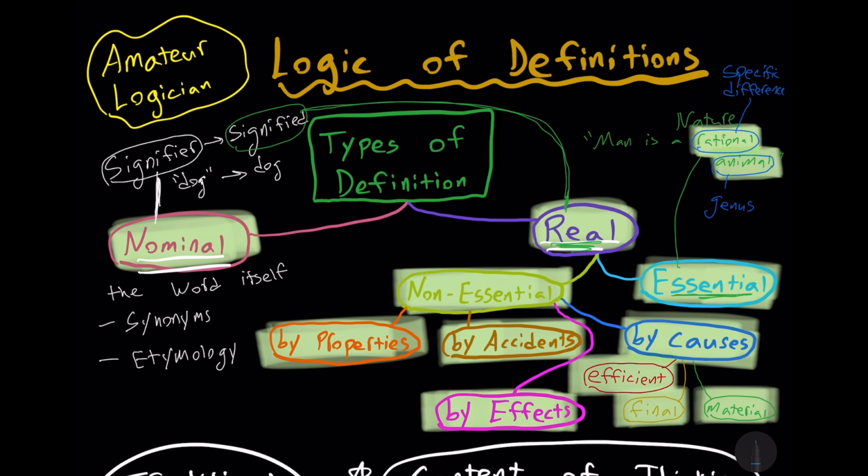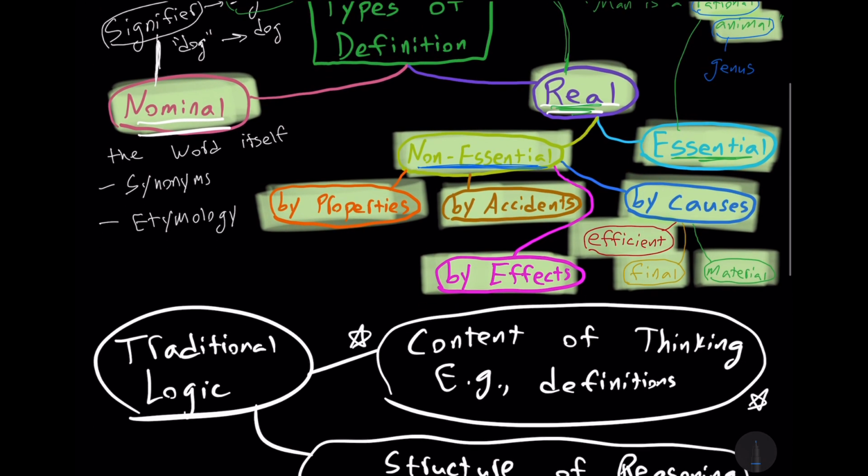Sometimes all we can do is settle for a non-essential definition. For example, we can have definitions by properties. Here the term property is being used in a technical sense. It concerns something that follows from or flows from an essence. So it flows from or follows from an essence.